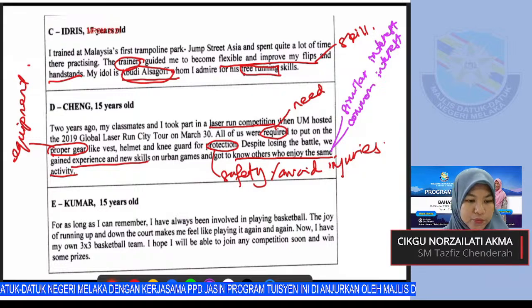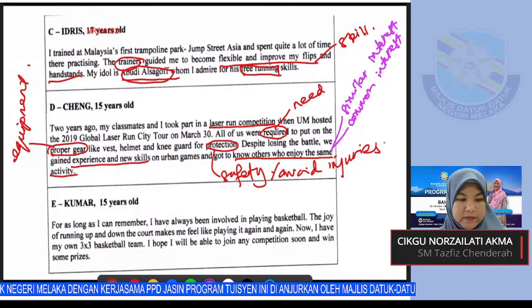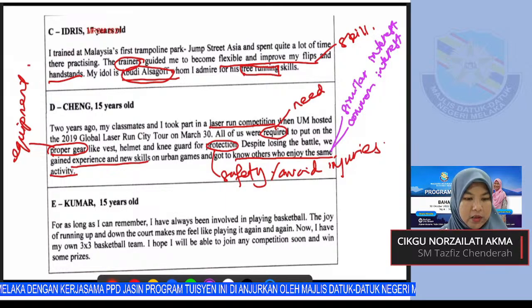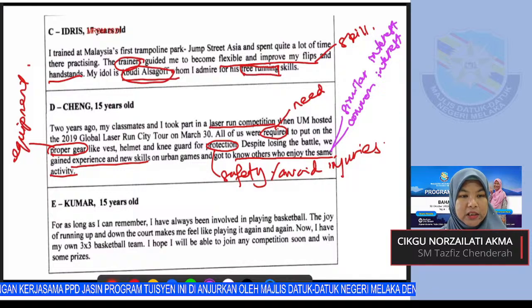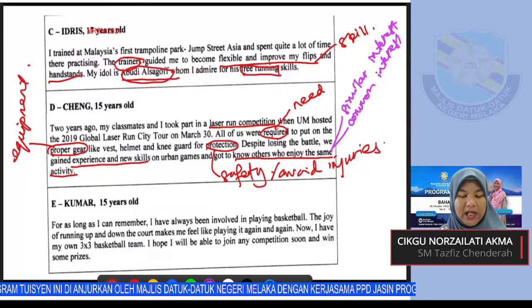Okay, and last one, Kumar. Kumar, 15 years old. For as long as I can remember, I have always been involved in playing basketball. The joy of running up and down the court makes me feel like playing it again and again. Now, I have my own 3x3 basketball team. I hope I will be able to join any competition soon and win some prizes.